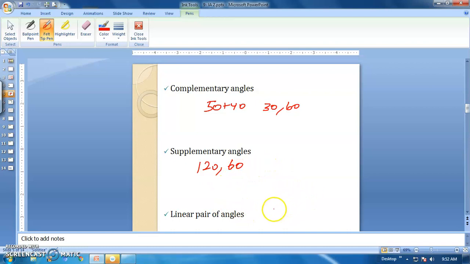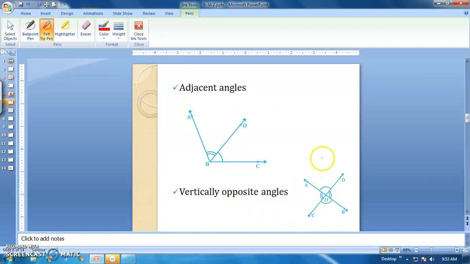Linear pair of angles: if a straight line is divided into two angles, and the sum of those angles is 180 degrees, that is called a linear pair of angles. For example, 30 degrees and 150 degrees. Here AOB is a straight line, and this straight line is divided by the ray OR. Angle ROB is 30 degrees and AOR is 150 degrees. The sum of these two angles is a linear pair, since the straight line angle is divided into two here.